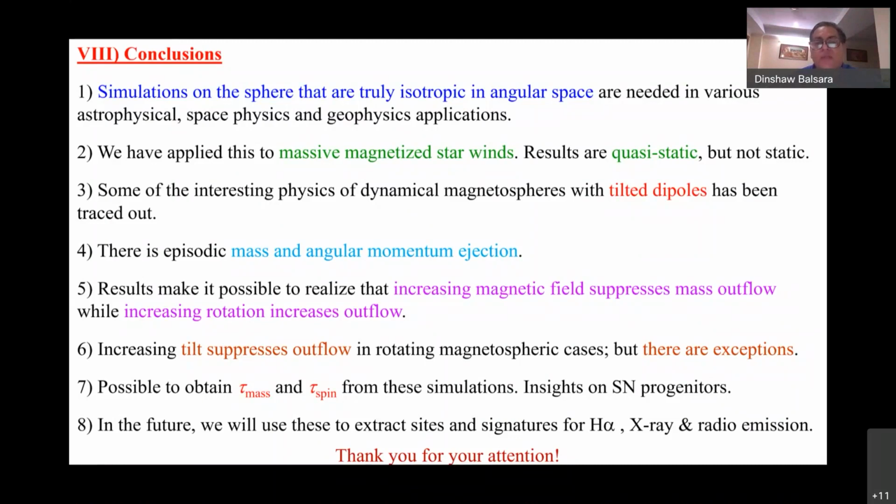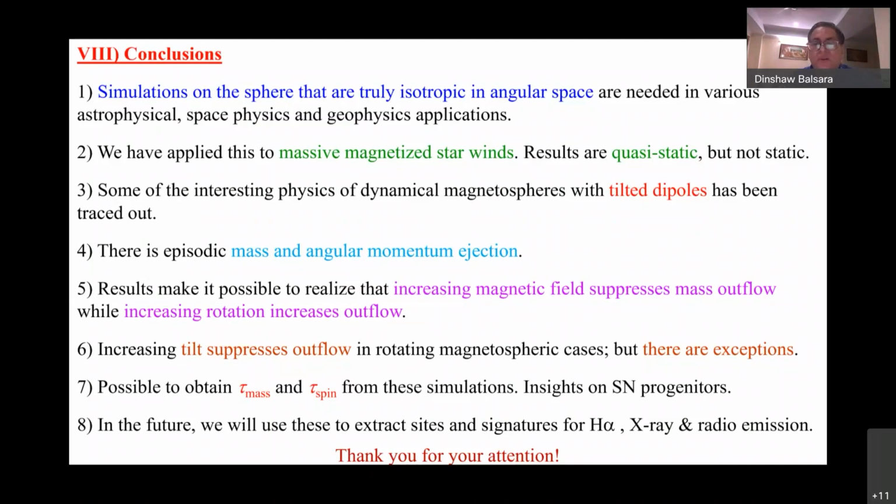And we've shown that increasing magnetic field decreases the mass outflow, whereas increasing rotation increases the mass outflow. And the tilt also suppresses the mass outflow. And we've actually been able to quantify the mass loss times and the spin loss times for these stars.